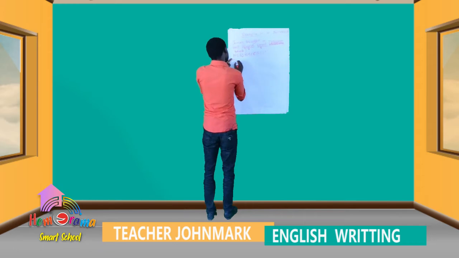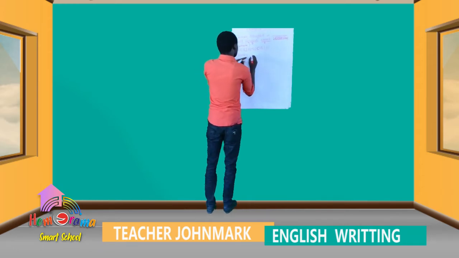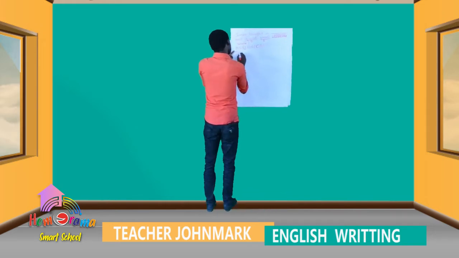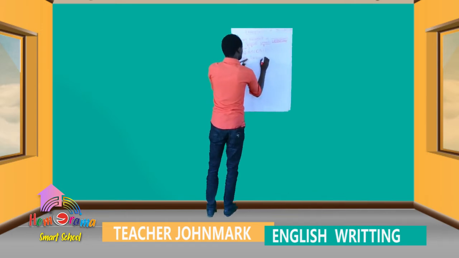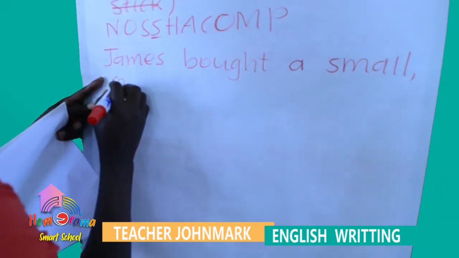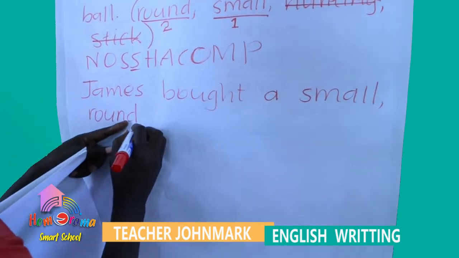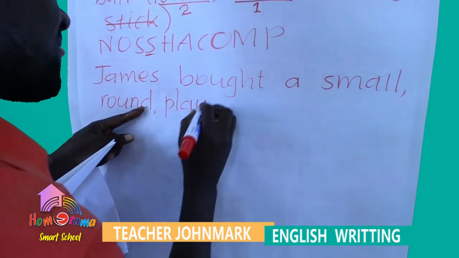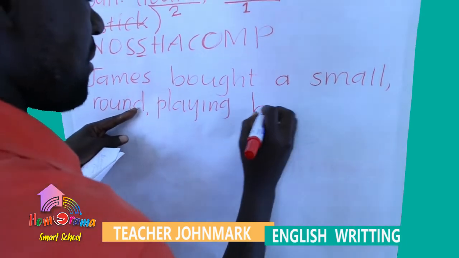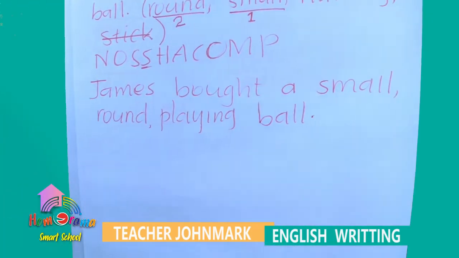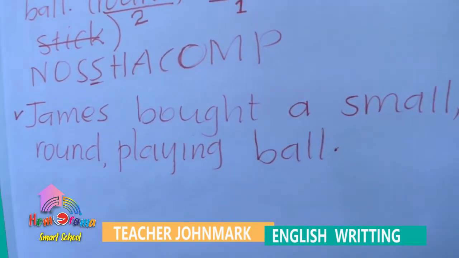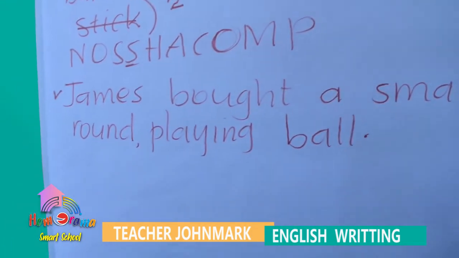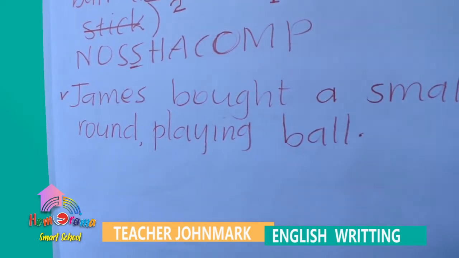Therefore, our sentence is going to read, James bought a small, round, playing ball. So that is how our sentence is actually going to read. In other words, that is the answer. James bought a small, round, playing ball.